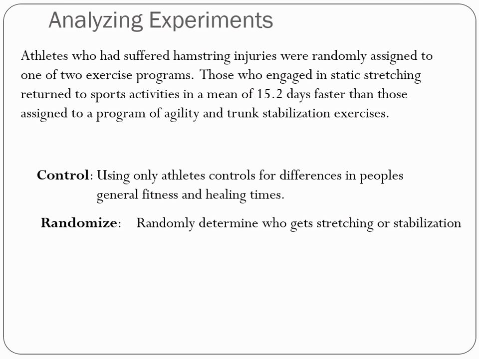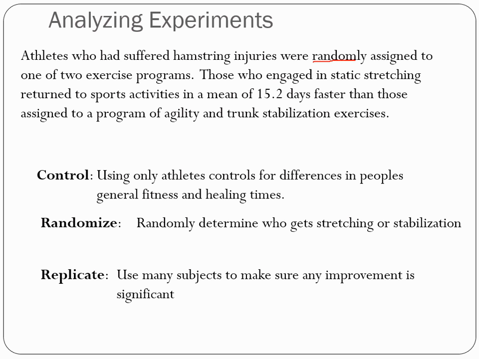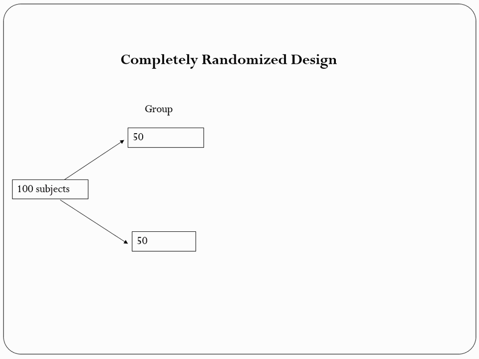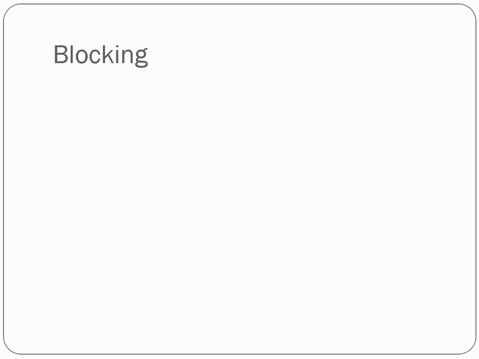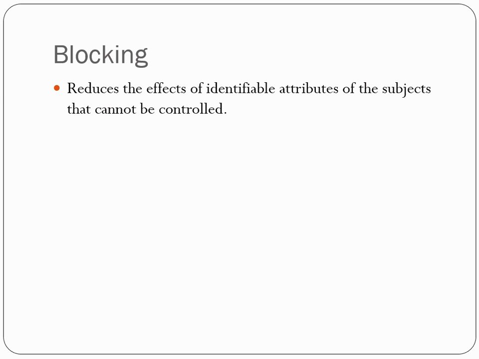And those, it's actually already mentioned here. And then we'll use many subjects, right? Again, we're not just going to use 3 or 4 people. We'll use quite a few. So again, we'll take 100 people. We'll randomly assign them. One gets the static, one gets the trunk stabilization, and at the end of the day, we're going to compare.